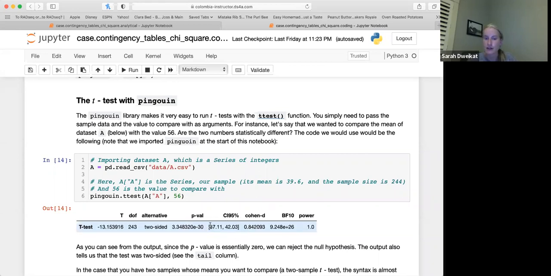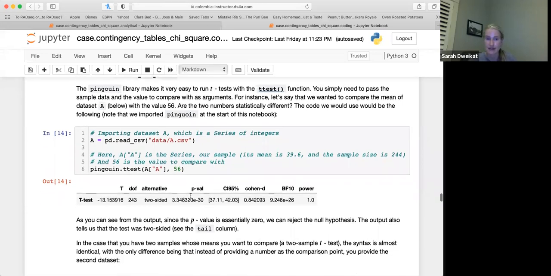Your confidence interval says that you're 95% confident that your actual mean is between 37.11 and 42.03. And 56 is definitely outside of that confidence interval, right? So 56 is far away from 42. So we're pretty sure that the mean of our sample, of our data set, is statistically different from 56. So this is how you would do that t-test.